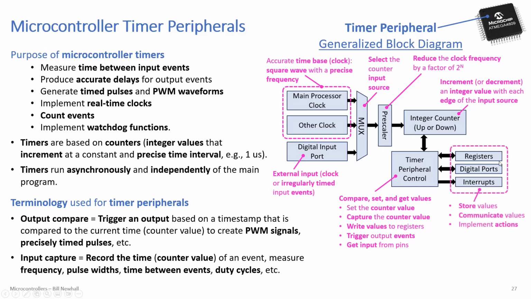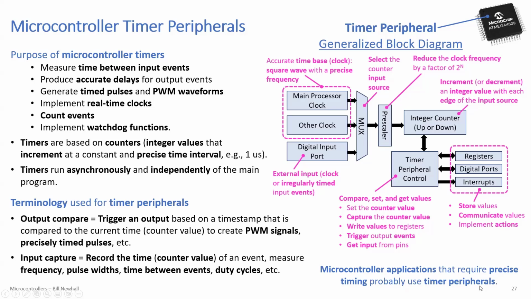And then we have registers, digital ports, and interrupts. So the registers, they'll store values, or you can communicate values, or you can implement other actions like make a digital port change state, all based on what's happening with the timer, whether it hits a certain value or it reaches zero or it overflows, things like that. And I'll show you some examples of how you can create, for example, PWM signals or read timing events. So any microcontroller application that requires precise timing probably uses timer peripherals.